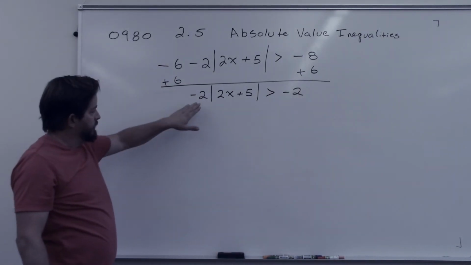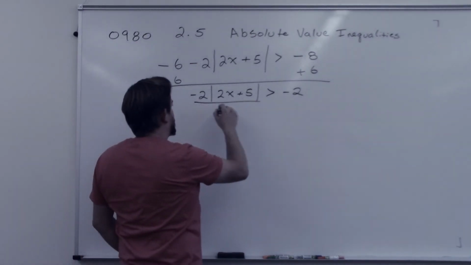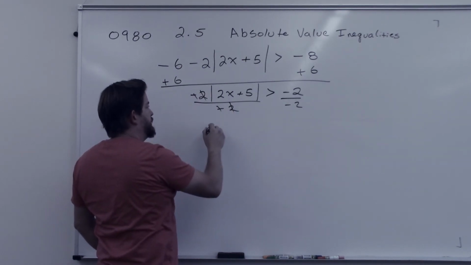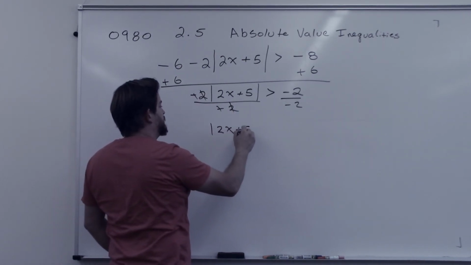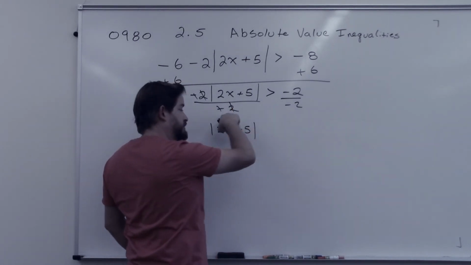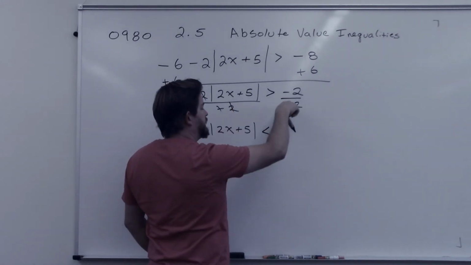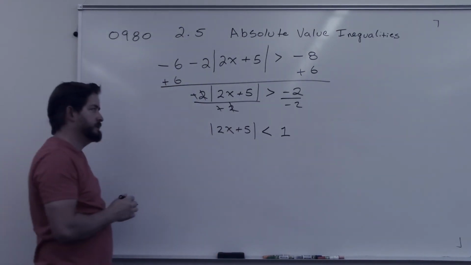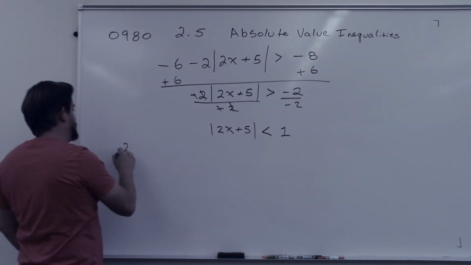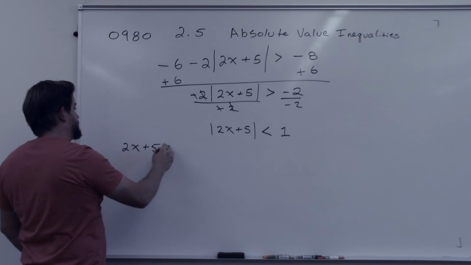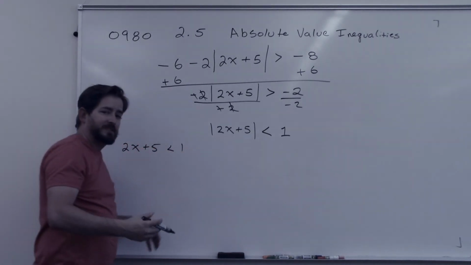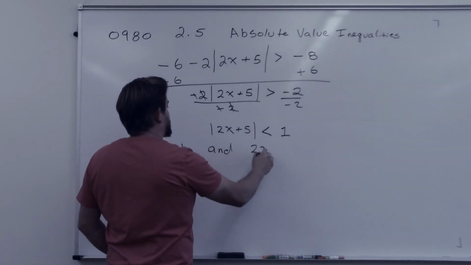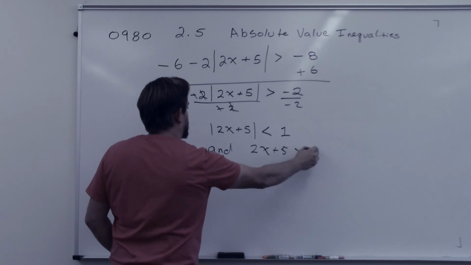Okay. I want to divide out this -2, so I'll divide by -2. The 2 and the negative cancel on the left, leaving me with the absolute value of 2x plus 5. I have to switch this because I just divided by a -2, and -2 divided by -2 is a +1. I can now turn this into two inequalities. That is to say, 2x plus 5 is less than 1, and it's a less than, so it's an and. So I'm stuck inside, so that's an and. That 2x plus 5 is greater than -1.